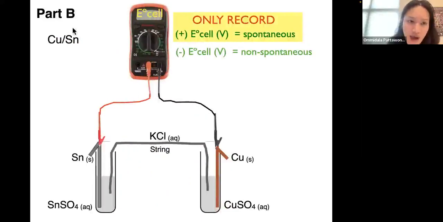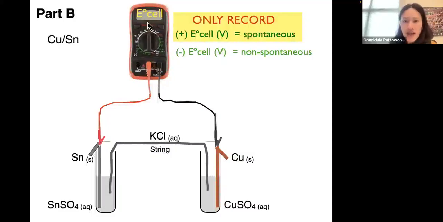For example, if you have copper and tin, the pair of these two is going to be one cell. You're going to use tin metal as the electrode, and this is going to be soaked in the tin ion solution. For the copper electrode, you are going to use copper wire, and then use copper sulfate as the solution. These two solutions are going to be connected by a salt bridge, which is saturated potassium chloride. And these two electrodes are going to be connected through a voltmeter to read the cell potential.